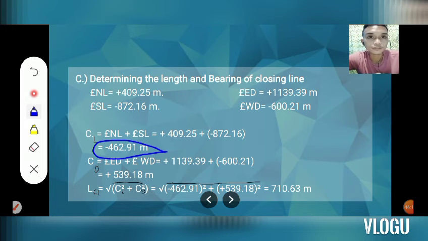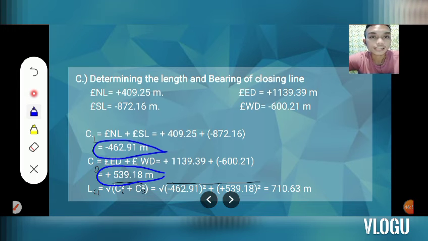Next, the C sub D. So we have the summation of ED plus the summation of WD, which is equal to positive 1,139.39 plus negative 600.21. The sum of this is equal to positive 539.18 meters. So we can come up with this answer too.